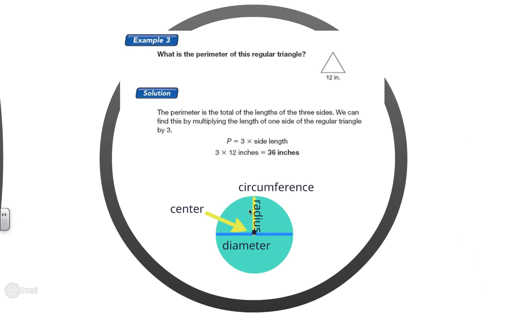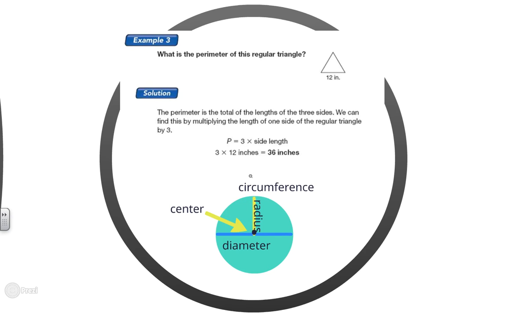So let's go to the perimeter of this regular triangle. The perimeter of this regular triangle is found by taking 3 times this side. We know the side of this is 12 inches, so to figure out the perimeter, you multiply this by 3 because there are 3 sides, right? So 3 times 12 equals 36, and that's how you find that.